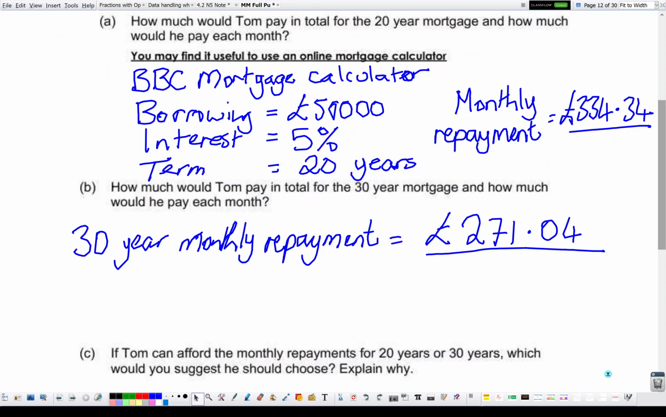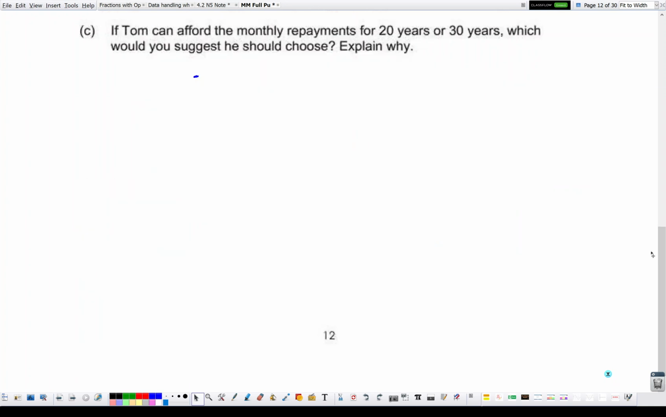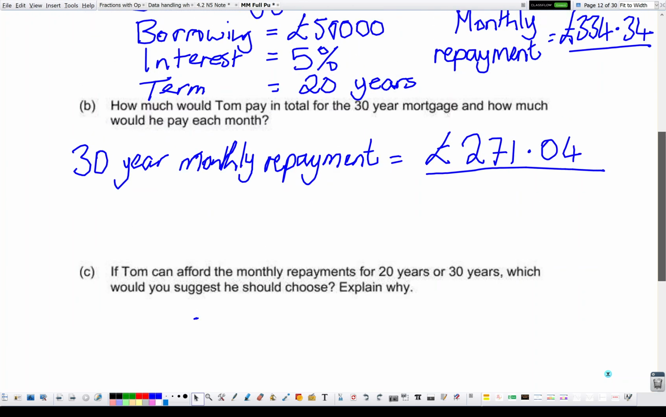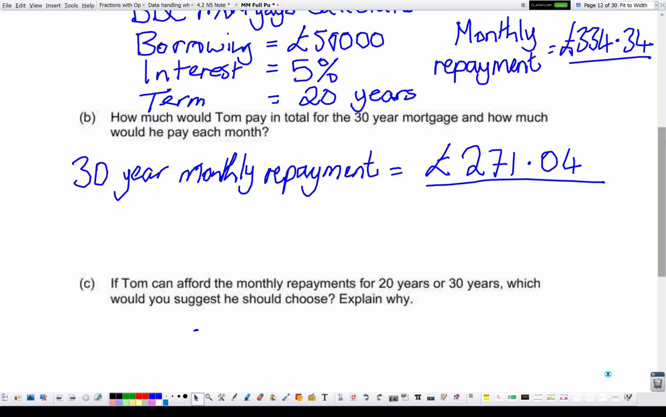So question C asks you to think about if Tom can afford the monthly repayments for 20 or 30 years, which would you suggest he choose? Would you suggest that he pays it back in 20 years or the 30-year repayment? So I want you to write down a sentence here for yourself. Write down in your jotter which you think he should choose, and give me a reason why.